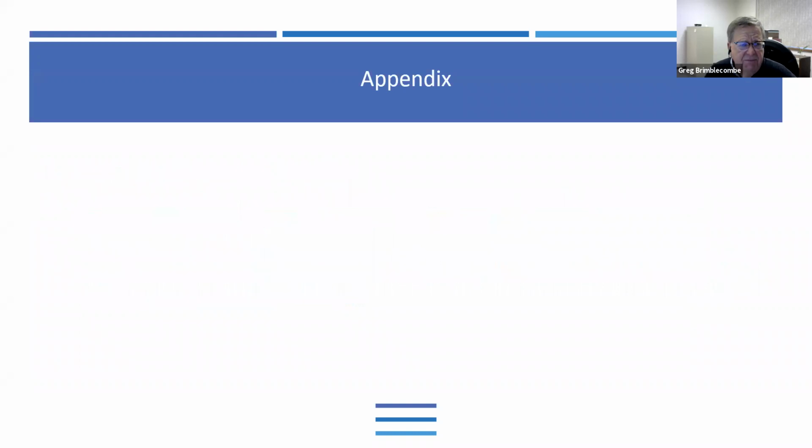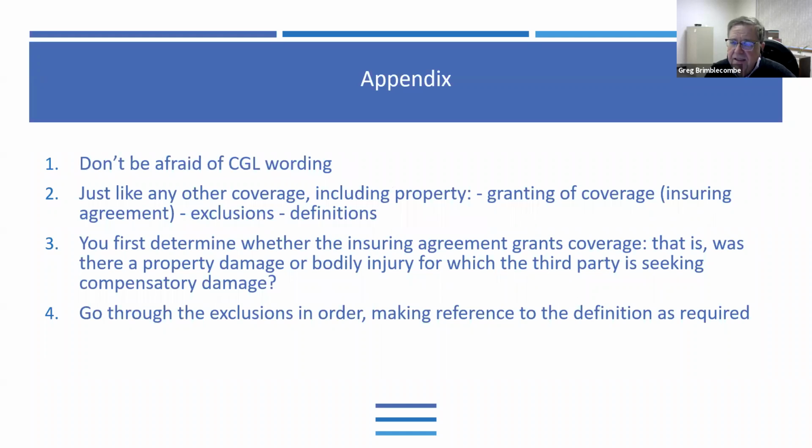The next step is, going in order in the policy, look at the exclusions. And as you're going through the exclusions, you have to make reference to the definitions as you need to. For this, I'm old-fashioned, but I think it works: get a scrap piece of paper and a pen and make notes. Easy to keep track that way.